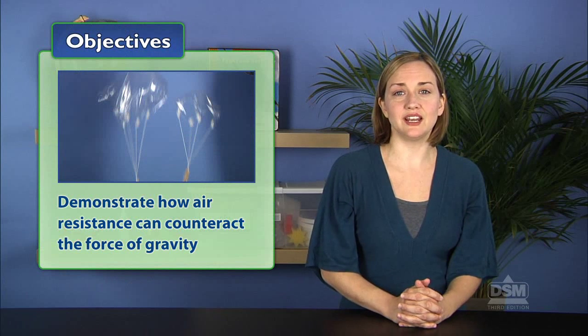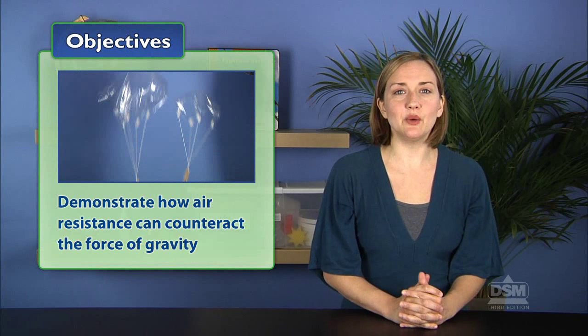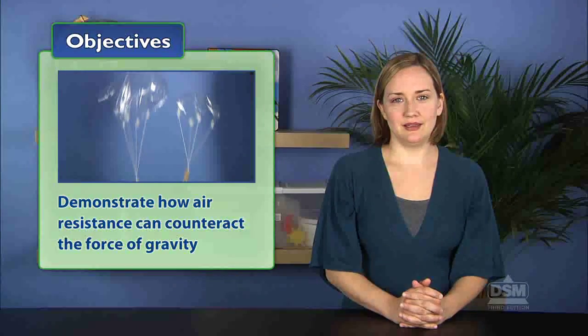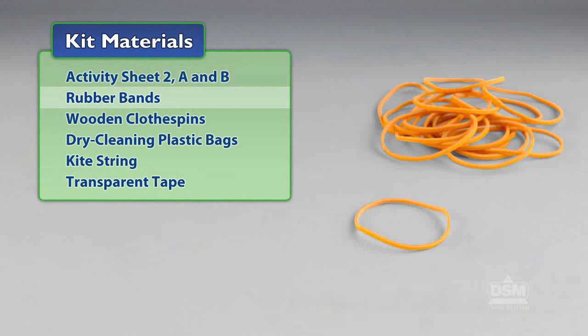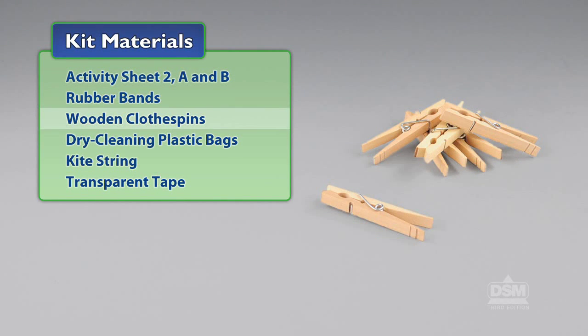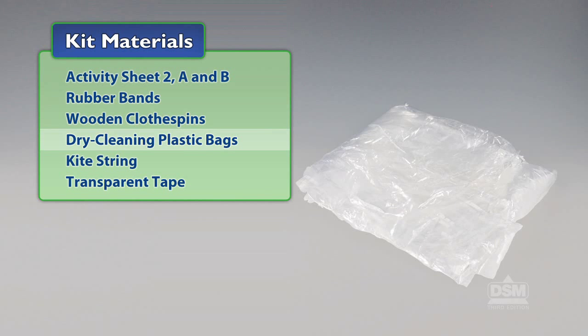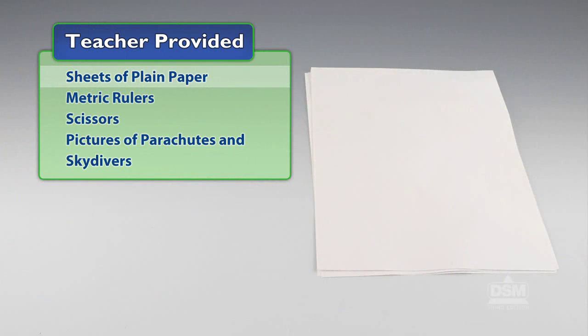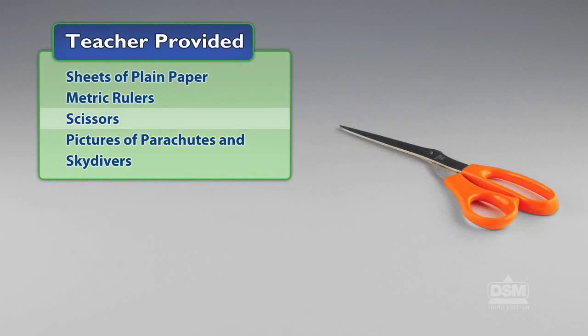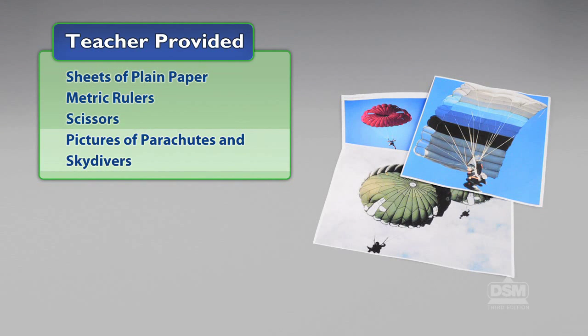In Activity 2, Parachutes, students use parachutes to demonstrate how air resistance can counteract the force of gravity by slowing the rate at which an object falls. You will need the following materials from the kit: Activity Sheet 2, Parts A and B, rubber bands, wooden clothespins, dry cleaning plastic bags, kite string, and transparent tape. You will also need to provide sheets of plain paper, metric rulers, scissors, and pictures of parachutes and skydivers.